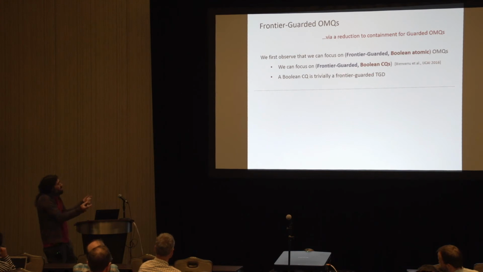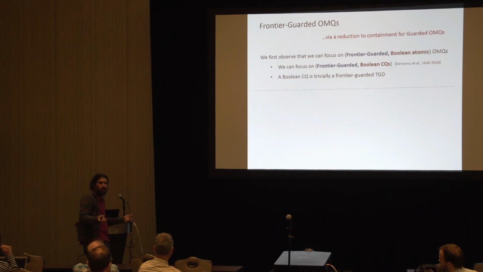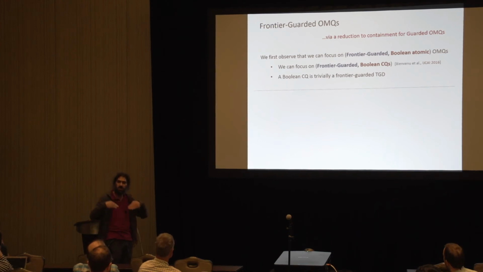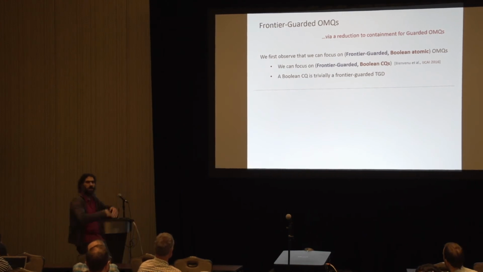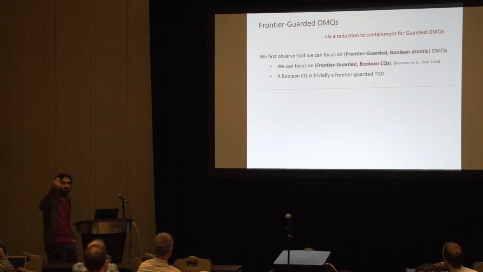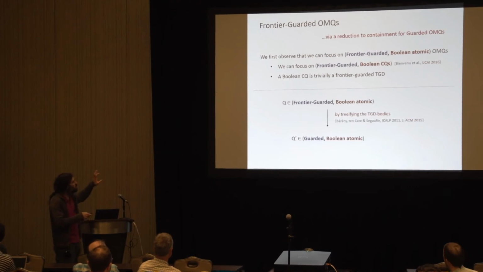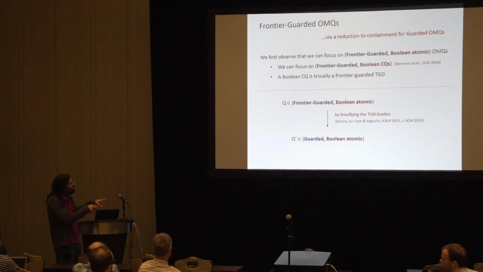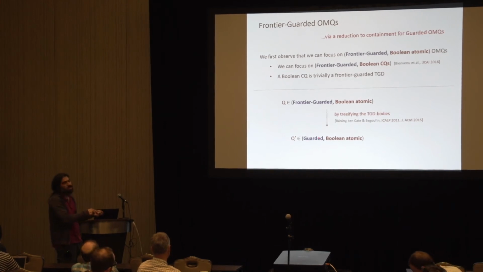And now one can see easily that a Boolean conjunctive query is a frontier guarded rule. Why? Because in the head we don't have any variables, which means that the frontier is empty, so there is nothing to guard. So a Boolean conjunctive query is trivially a frontier guarded rule, which we can now add to the ontology and just ask for an atomic, a propositional predicate. Having this in place, we can focus on this language, and then we can show that every ontology-mediated query, where the ontology is a set of frontier guarded TGDs and the actual query is a Boolean atomic query, can be rewritten as a guarded query.